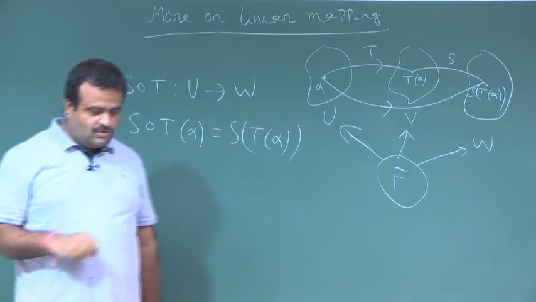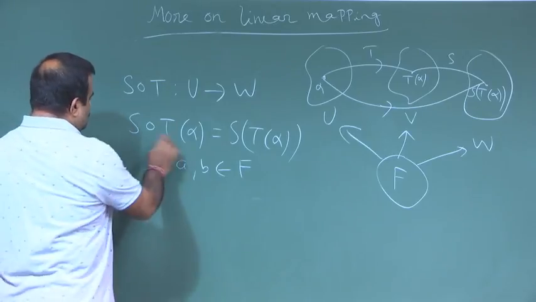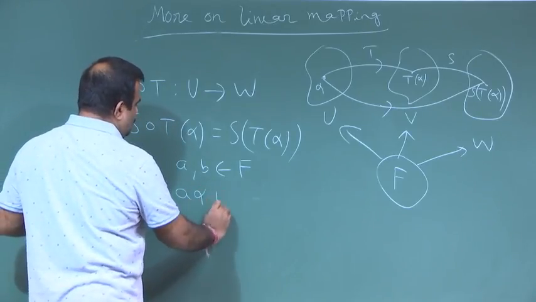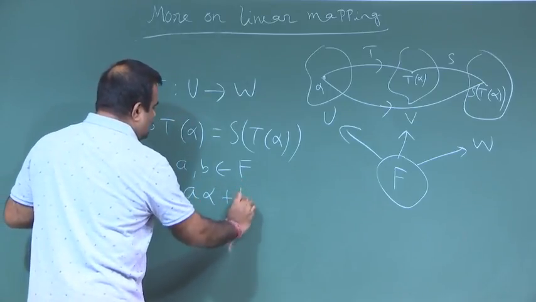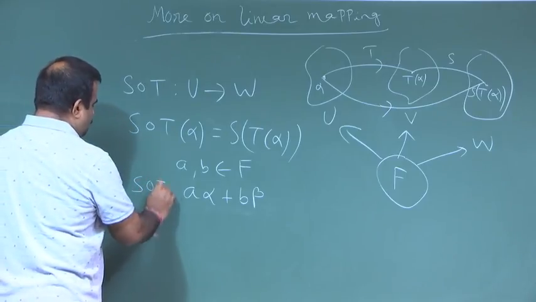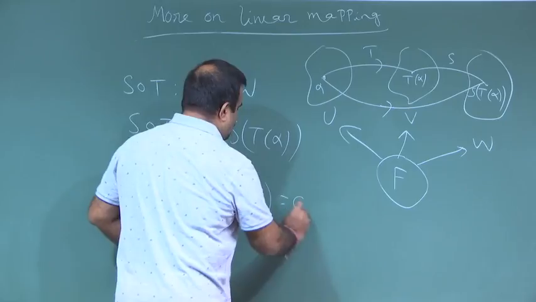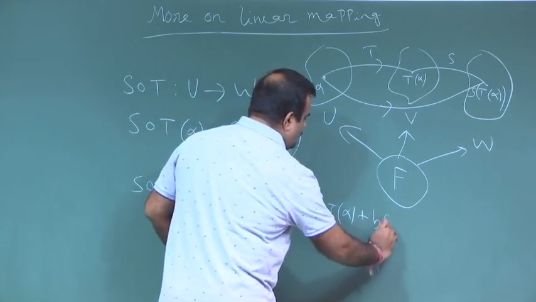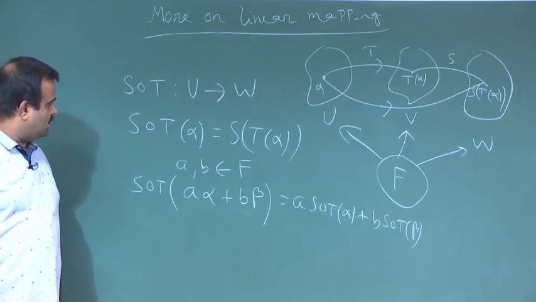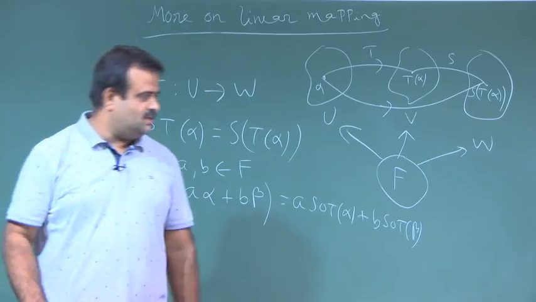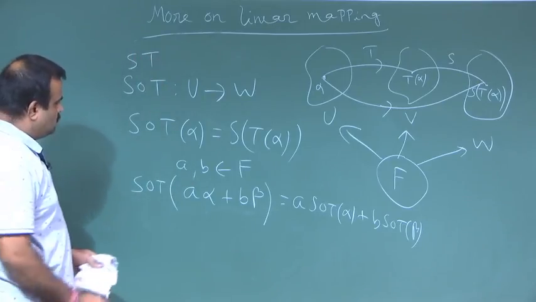For that, we need to take a, b from the scalars and verify that S compose T of a alpha plus b beta can be written as a times S compose T alpha plus b times S compose T beta. If we can show this, then by definition S compose T is a linear transformation. In short, we denote this by ST. So we want to show this.